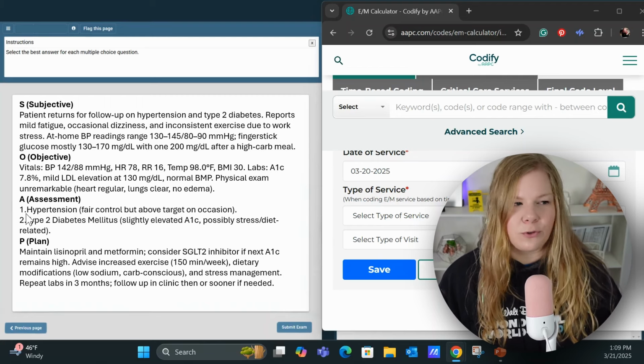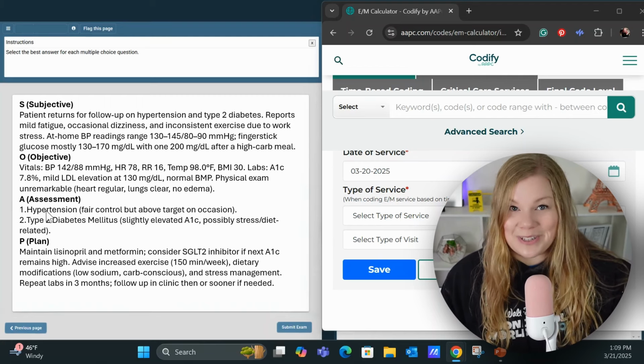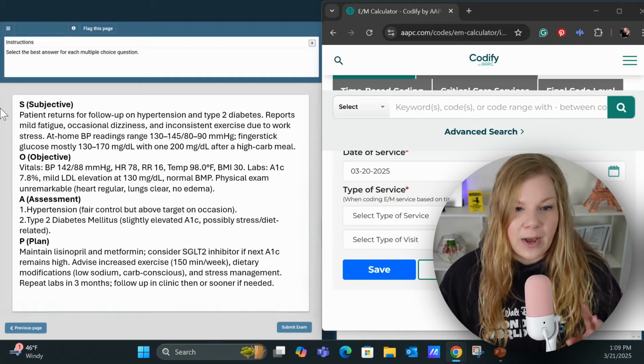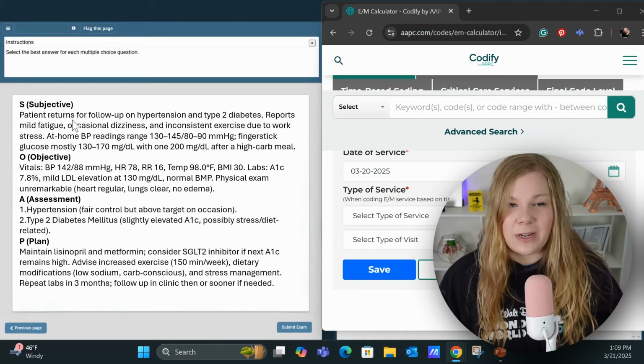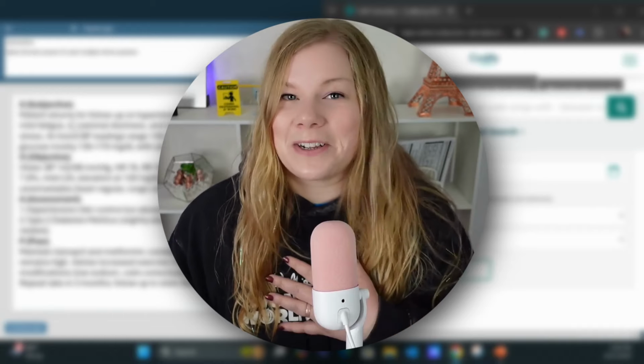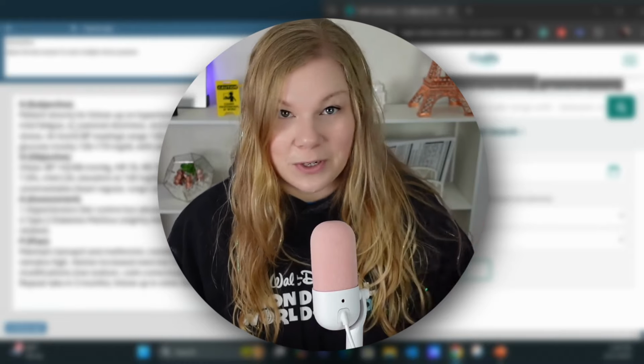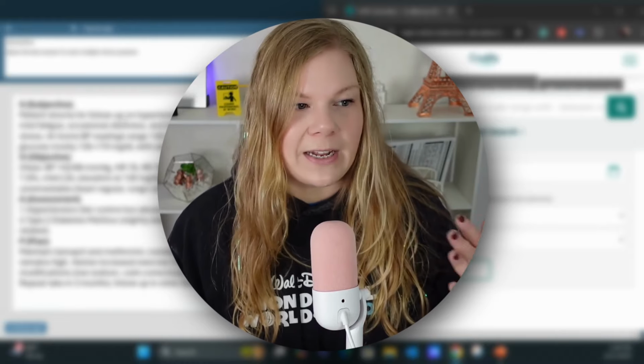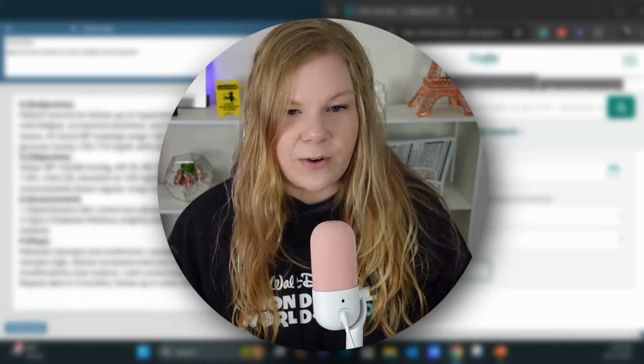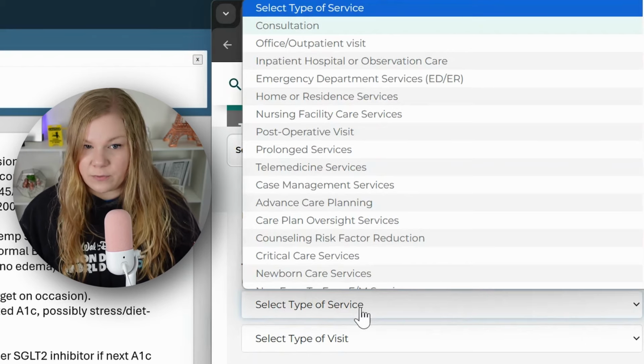I'm not going to be able to show you exactly what it looks like in the exam platform, but these are some mock scenarios that I made up. Again, I am not a clinician, so I apologize if there's anything in here that is clinically inaccurate, but we're going to look at it for what it is right now. So the type of service that we're looking at, we can see here that this is likely an outpatient office visit. So we're going to select that type of service.